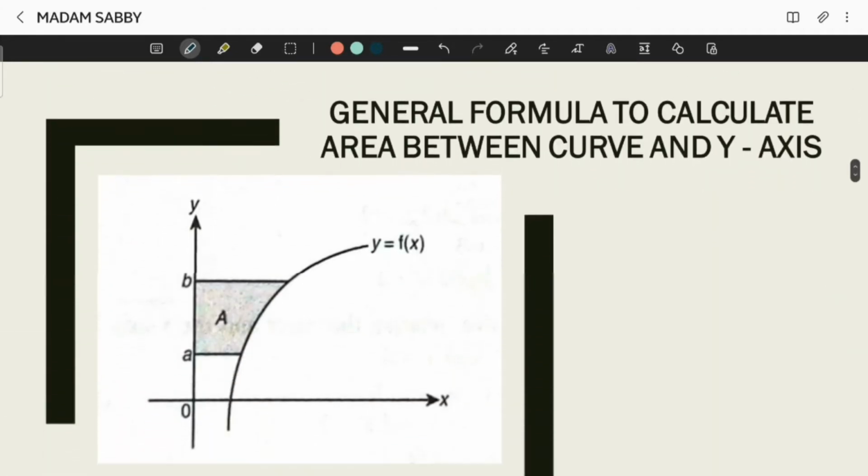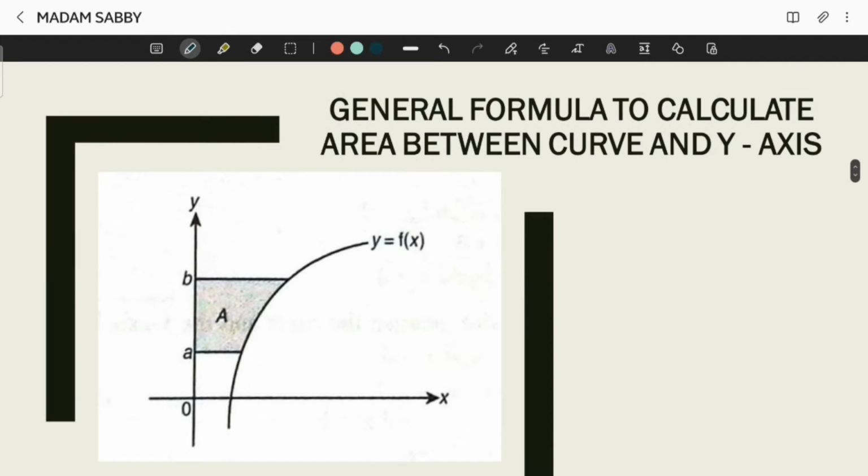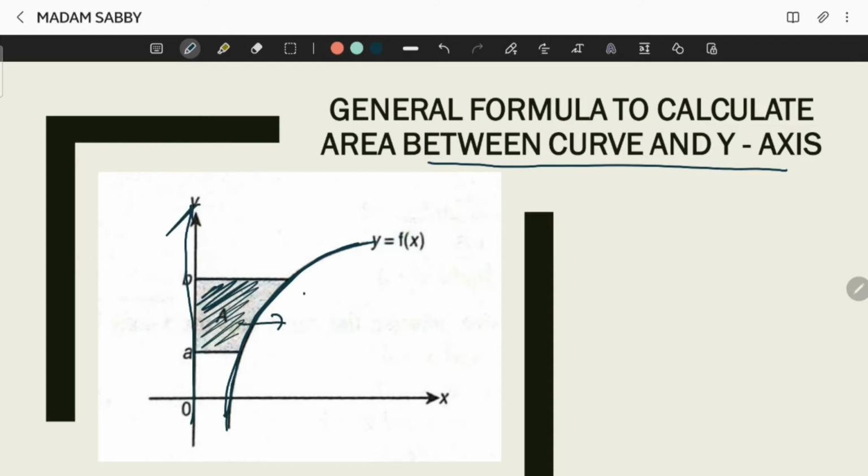You might come to another type, which is between the curve and the y-axis. This is the curve, but now we are looking for the area between this curve and the y-axis. This is your y-axis. This shaded area we are looking for, what is the value? Again we have this b and a.